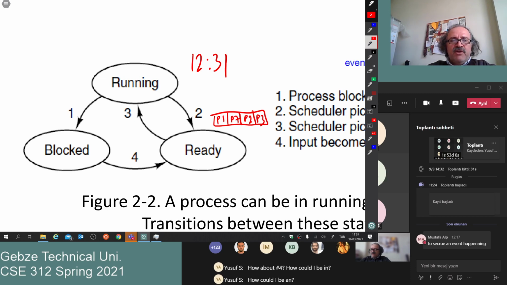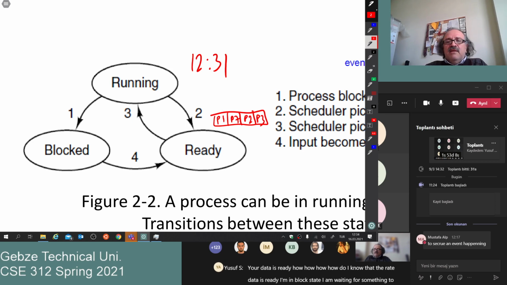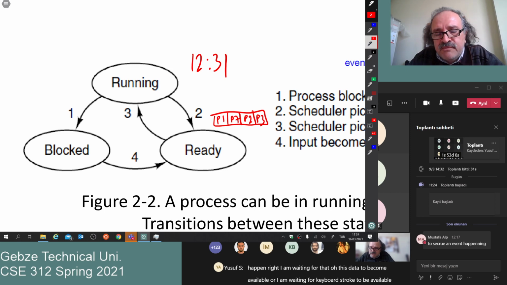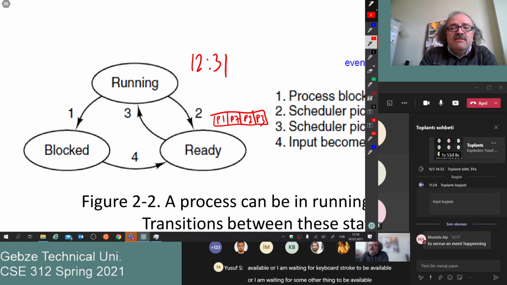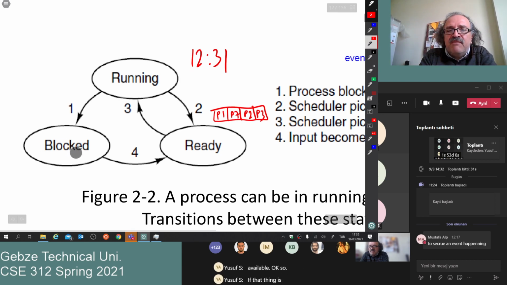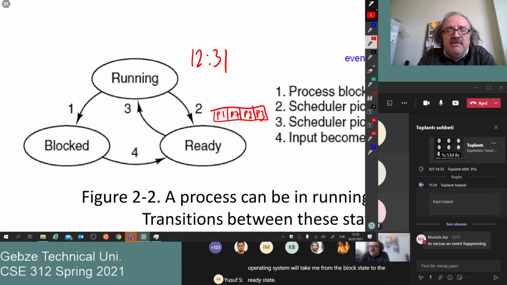How about number four? What would cause this transition from blocked to ready? My data is ready. How do I know that the data is ready? I am in the blocked state, waiting for something to happen. I am waiting for this data to become available, or for a keystroke, or some other thing. If that thing is available, the operating system would know. Then the operating system will take me from the blocked state to the ready state.